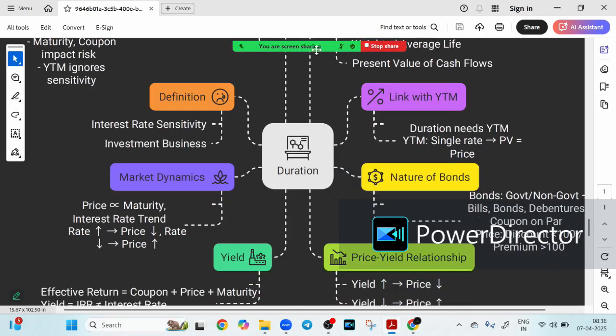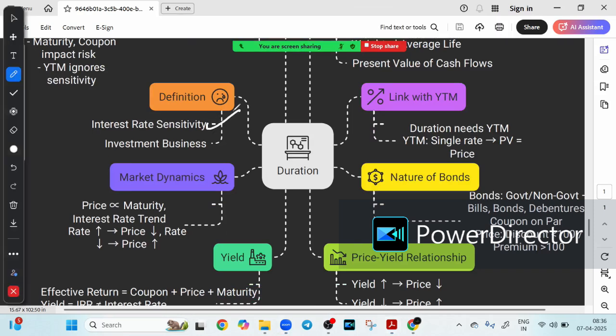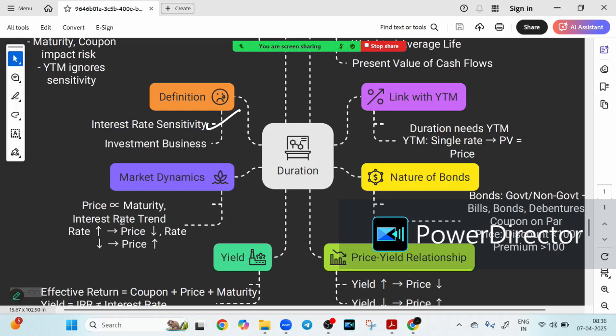It shows you the interest rate sensitivity, which means how sensitive our bond is to interest rate change. If you are in the investment business, especially dealing with bonds, you must know how even a small rate move can shake up your return. That is exactly what duration measures. But the question is why duration?